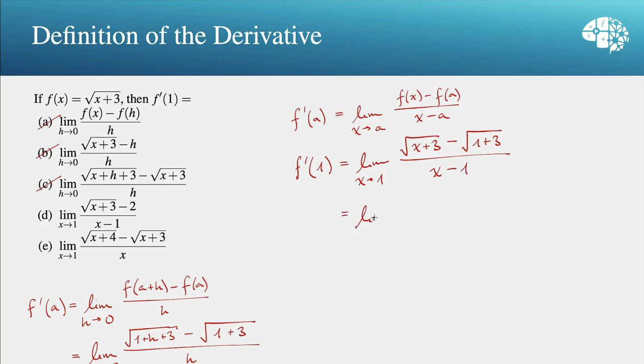Then we can simplify a little bit. So the limit as x approaches 1 of the square root of x plus 3, there's nothing we can do there, and then minus the square root of 4, which is 2, all over x minus 1. And we look at our options and we see, oh, there it is. And that's all, of course, using the definition of the derivative.